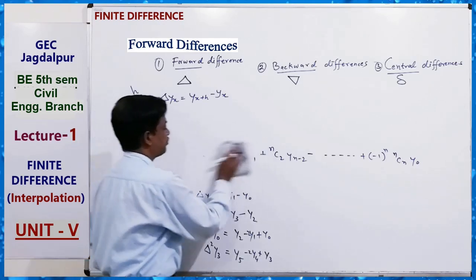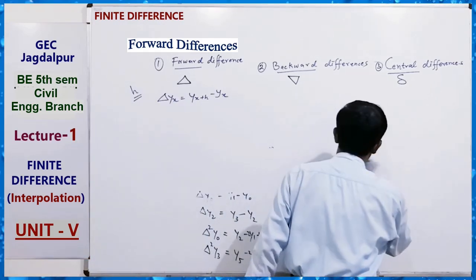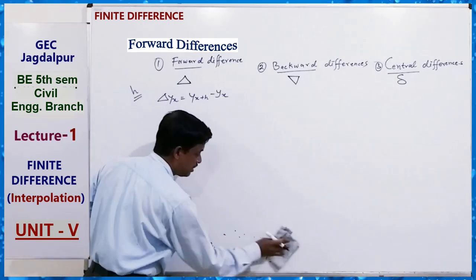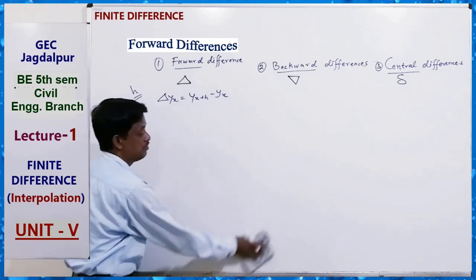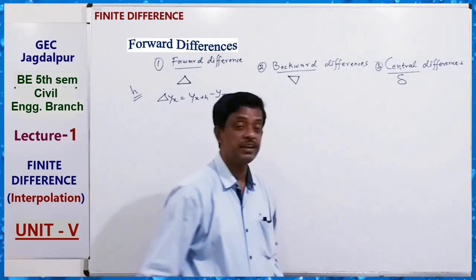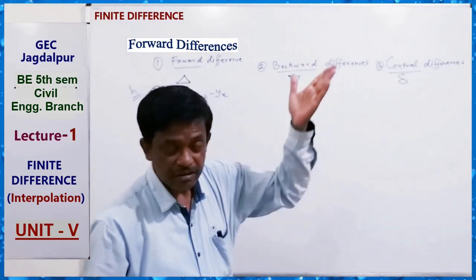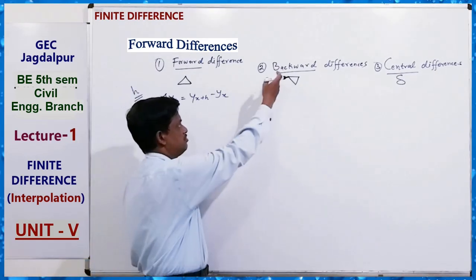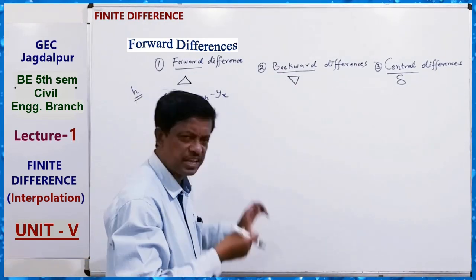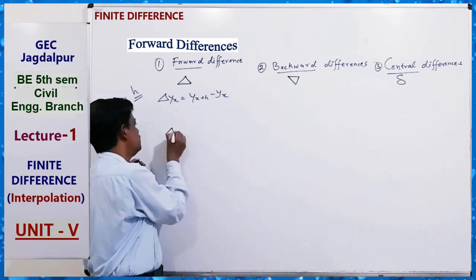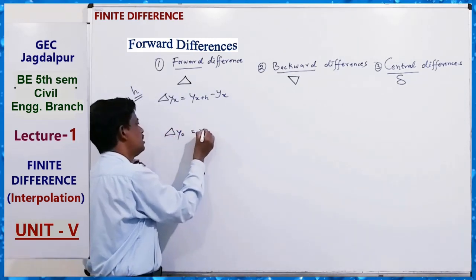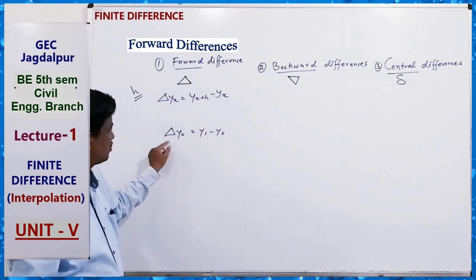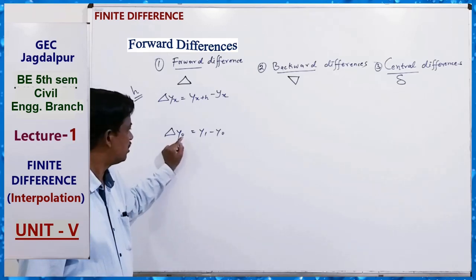Now these differences can be found for a given data by preparing a table that is called the forward difference table. That is very, very important, because table making is important. From the table we can find all orders of differences. Suppose Δy0, the first order difference, we write y1 minus y0. This difference is known as the first order difference of function y at argument 0.